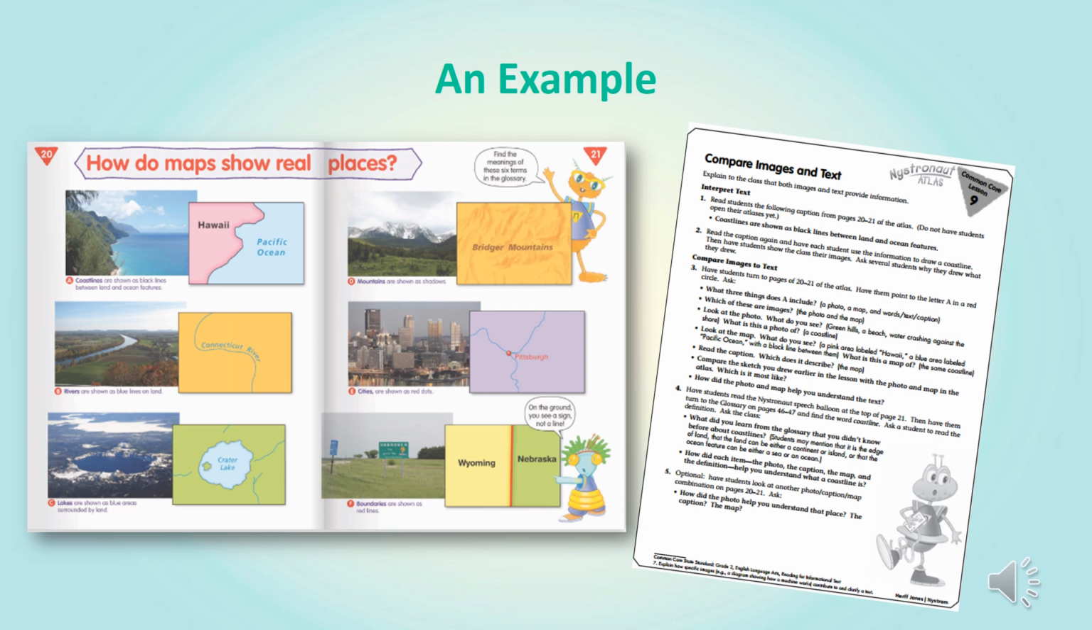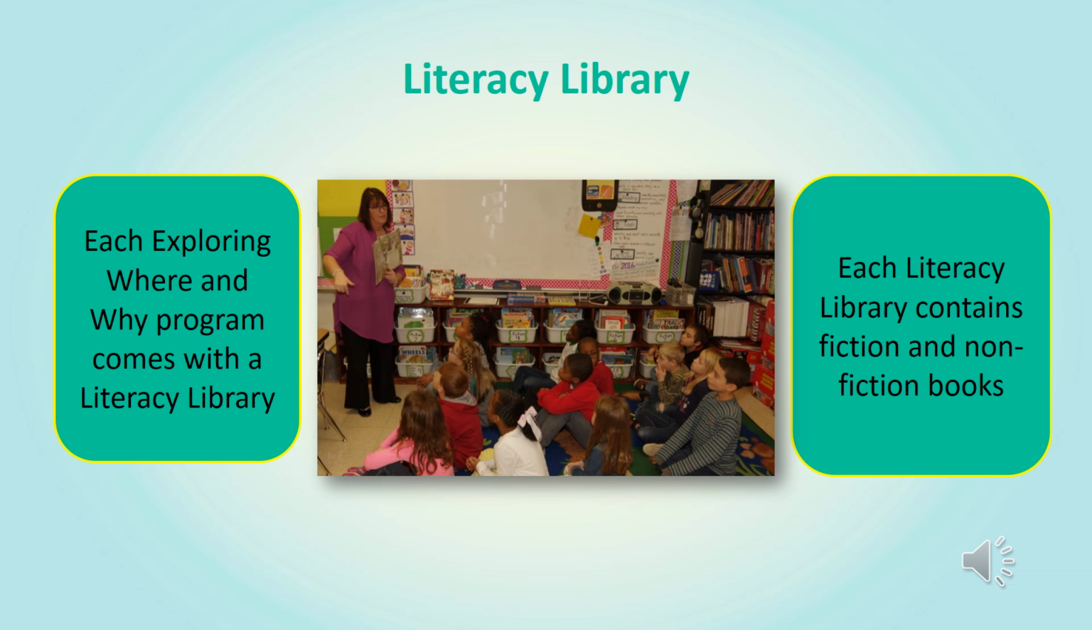Here's just one example. Compare pictures and text. This is an important literacy skill. Students are being asked to describe how the photo and the text work together. Keep in mind that literacy skills need a companion text. Social studies provides a great nonfiction text. The Exploring Where and Why program also comes with a literacy library, 12 books that are fiction and nonfiction. You'll be learning more about this cross-curricular approach in Session 4.